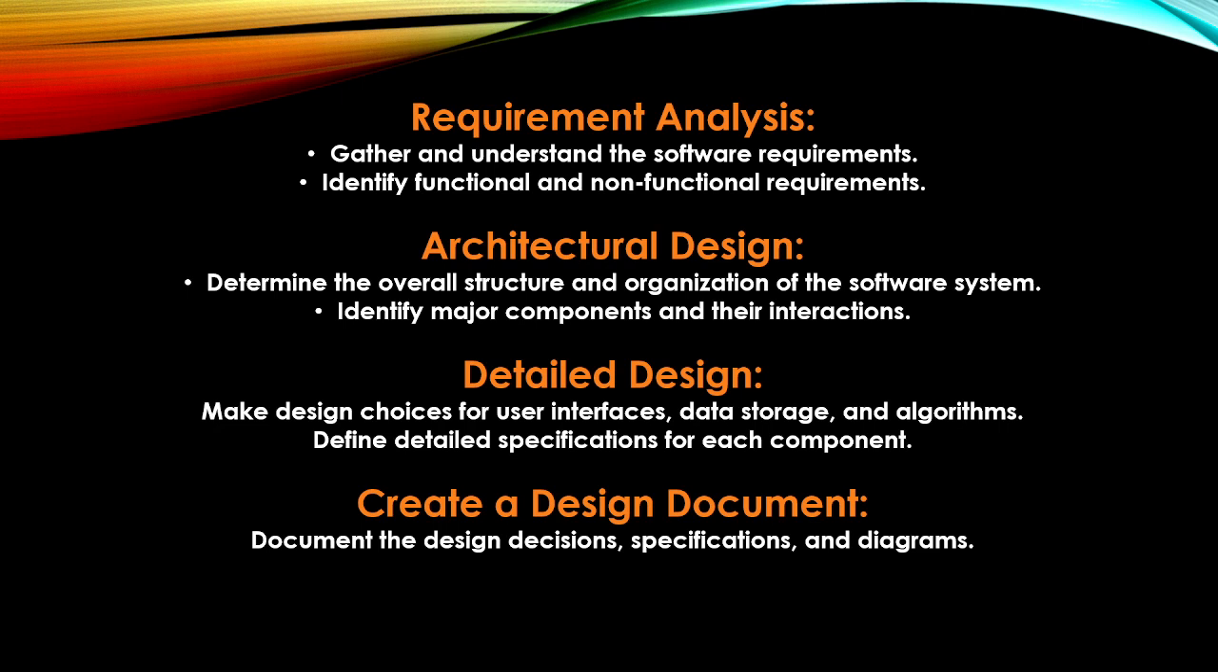Second thing is architectural design. Determine the overall structure and organization of the software system. And third thing is detailed design. Define the detailed specification for each component identified in the architectural design phase. This includes designing algorithms, data structures, user interfaces, and any other necessary system modules.